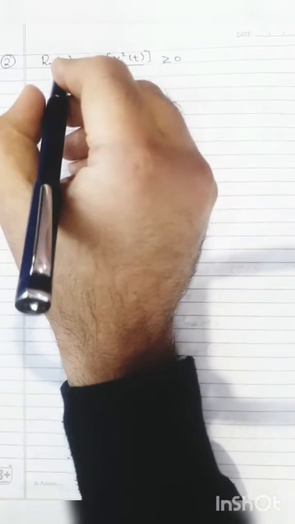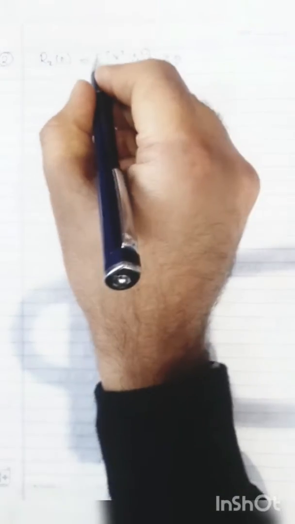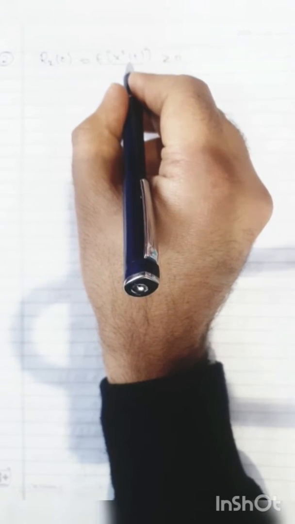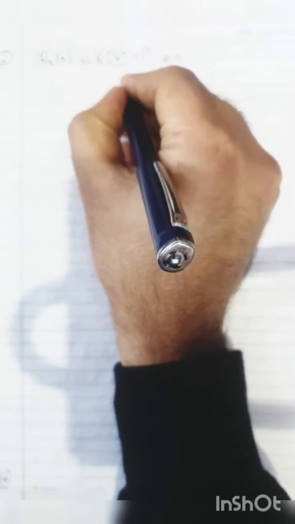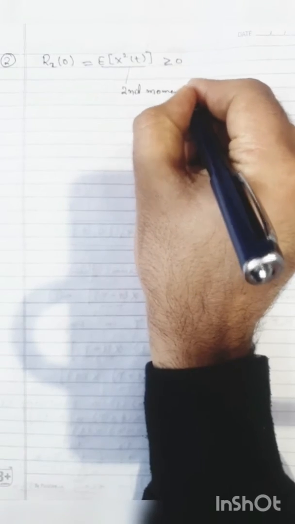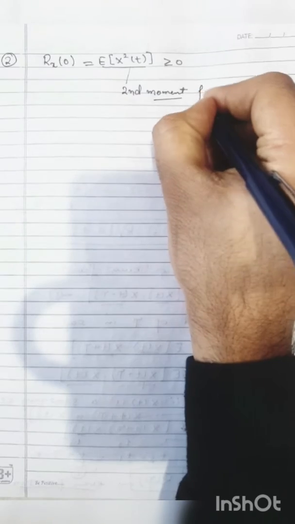Hello students, continuing with the proof of autocorrelation, we will take the second property and try to derive its proof. The second property I have written here: R_x(0) is equal to the expectation of X squared(t). This is nothing but your second moment for the random process X(t).